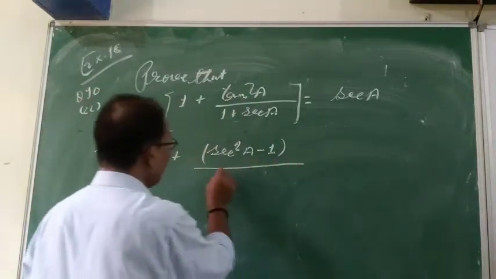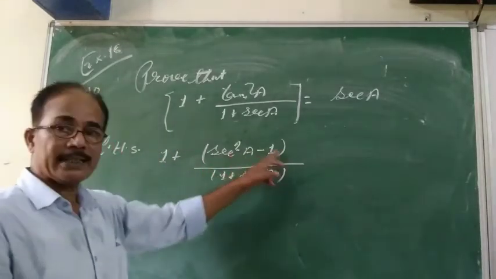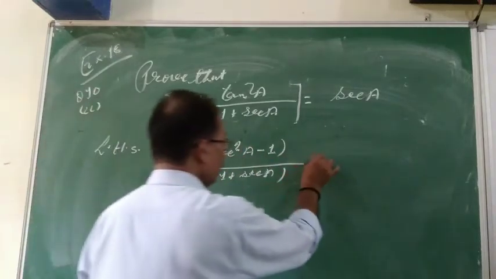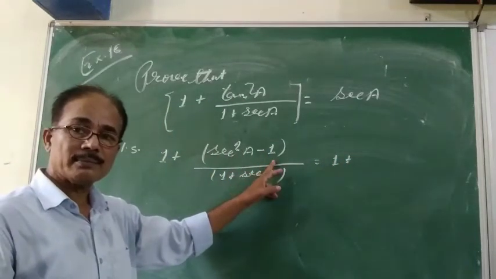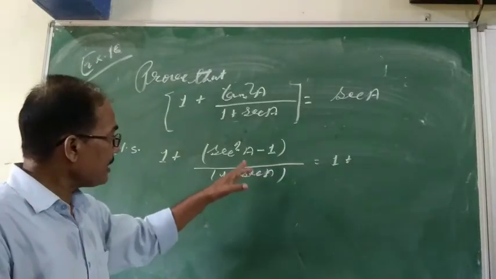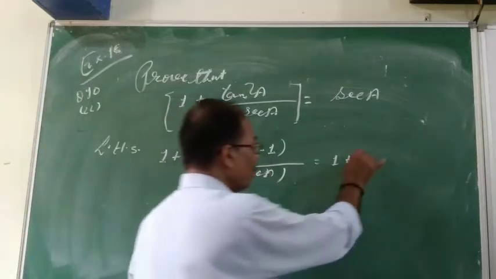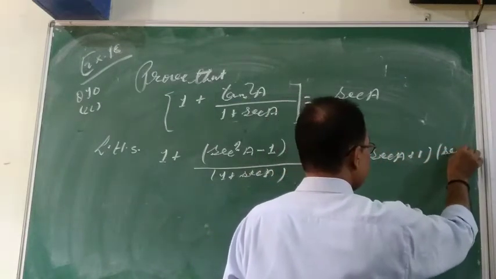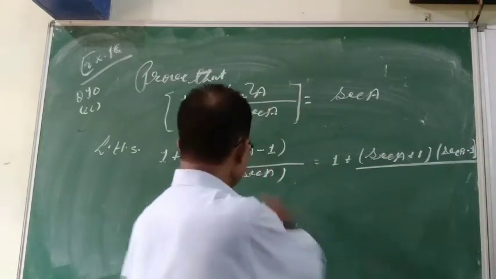And the denominator is 1 plus sec A. Look at the numerator here. It is in the form of a square minus b square. So 1 plus the sec square A minus 1 can be written as sec A plus 1 into sec A minus 1. So in place of sec square A minus 1, you write sec A plus 1 into sec A minus 1, divided by 1 plus sec A.